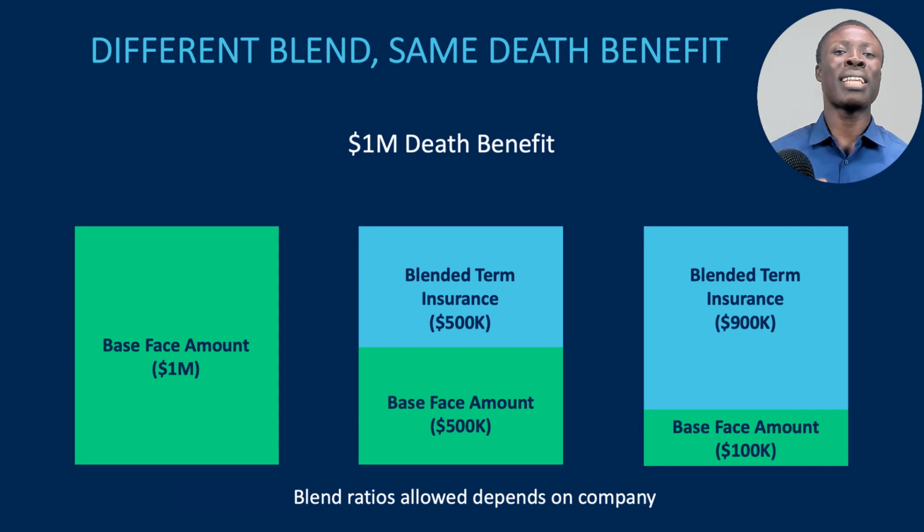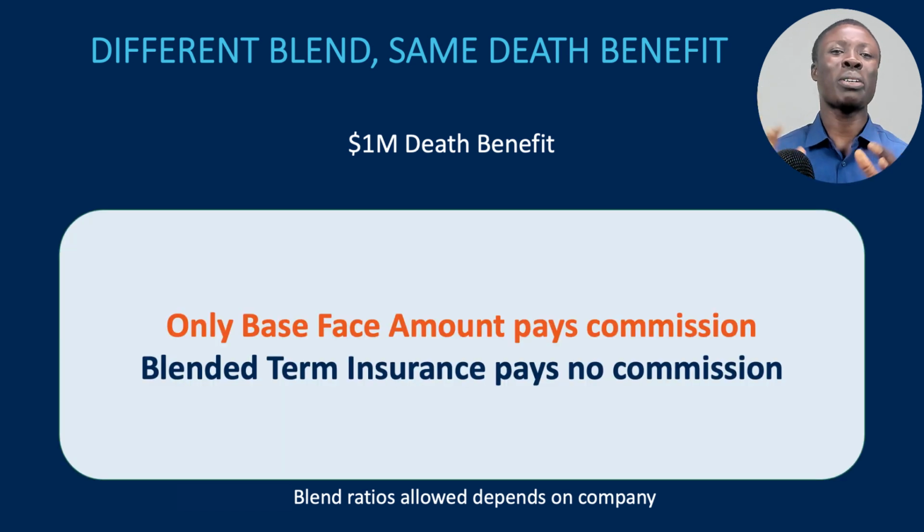This shows you that an agent has control over the commission he or she receives based on how they allocate the death benefit. This is why you have to work with agents who not just know the right thing, but actually do it and are transparent about it. Now let's look at this case study.